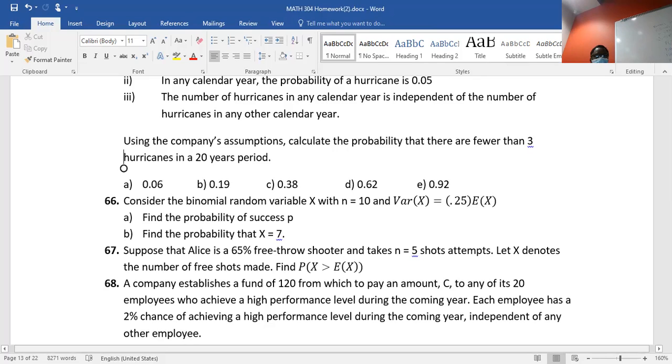Let's take 2 or 3 minutes to look at number 66 before we teach Poisson distribution. Actually, we need to mention hypergeometric distribution.